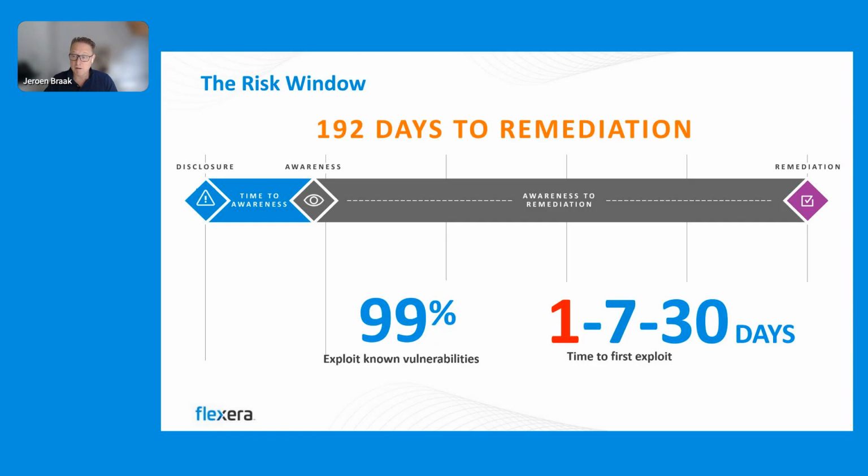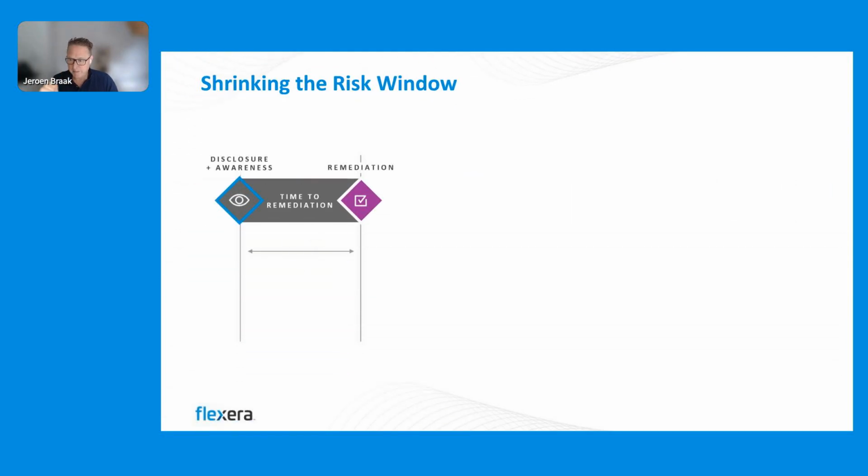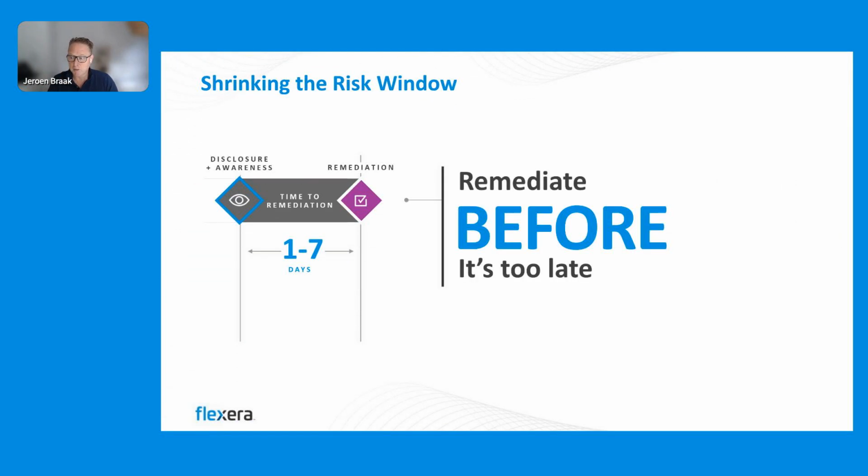The good news is, though, that 99% of all the exploits out there exploit known vulnerabilities. So if you're aware of a vulnerability and you can patch it or remediate it in time, you should be safe. So shrinking that risk window, ideally, we would like to have the vulnerability information as soon as they're disclosed and remediate them as fast as possible before even the exploit is created.